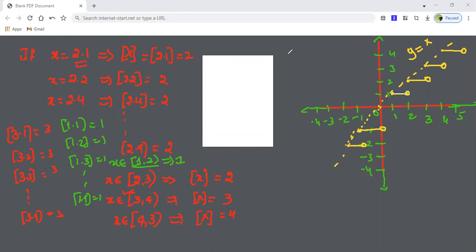I already discussed the domain of this function. The domain of this function is completely R, so it is on the complete real line, whereas the range of this function is only the integers. This is a very important note. I hope the things are clear till this point.